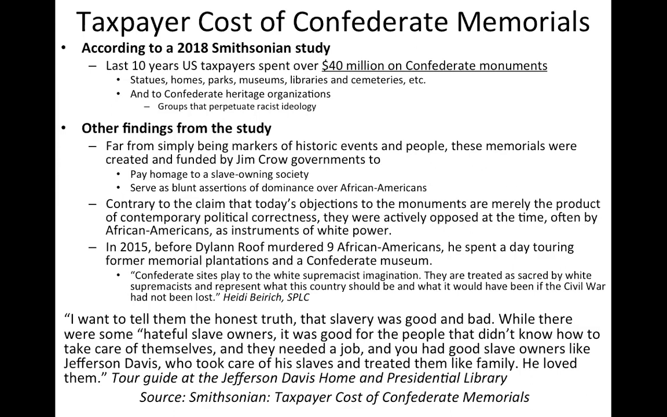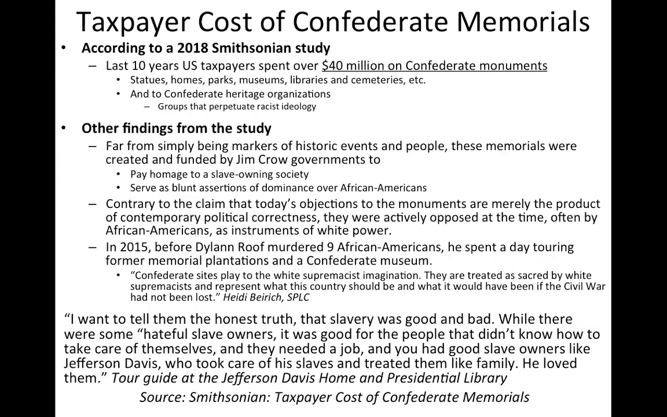There was this tour guide at the Jefferson Davis Home and Presidential Library dressed up in an antebellum big flowing dress, walking around telling school groups, because every day they host dozens of schools, and they give these lectures on this area. This is what the actual tour guide of the Jefferson Davis home said.